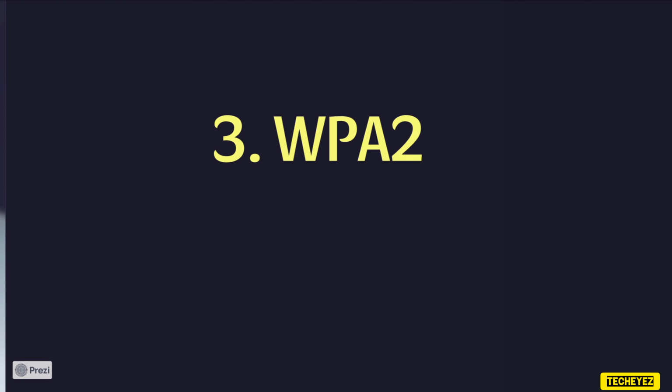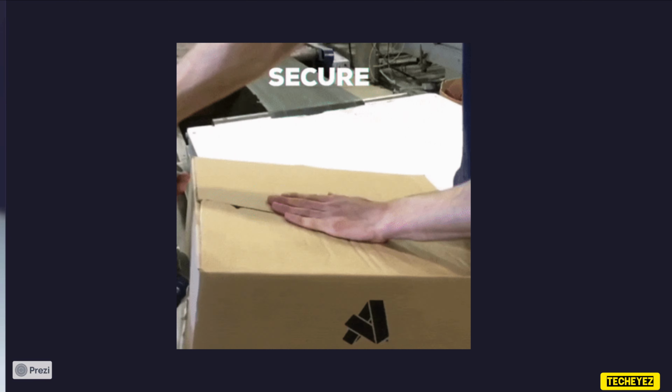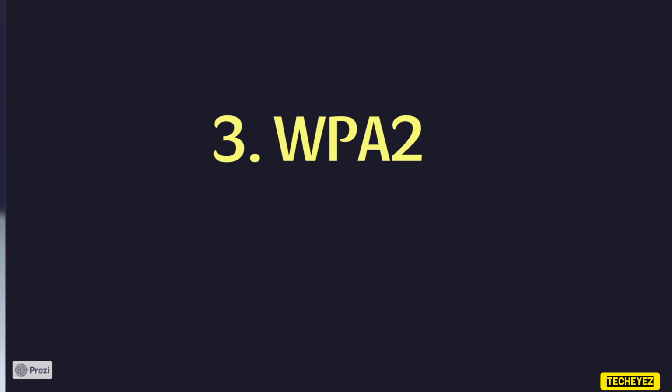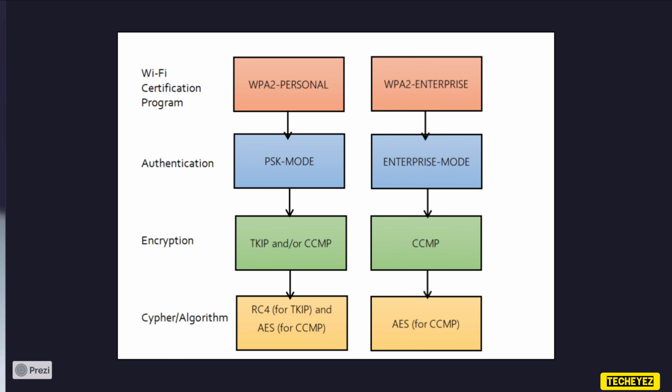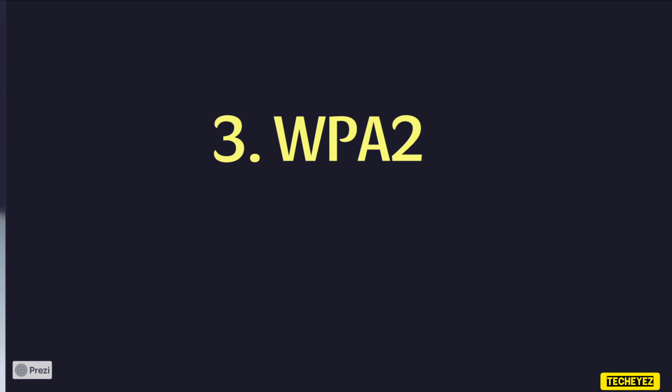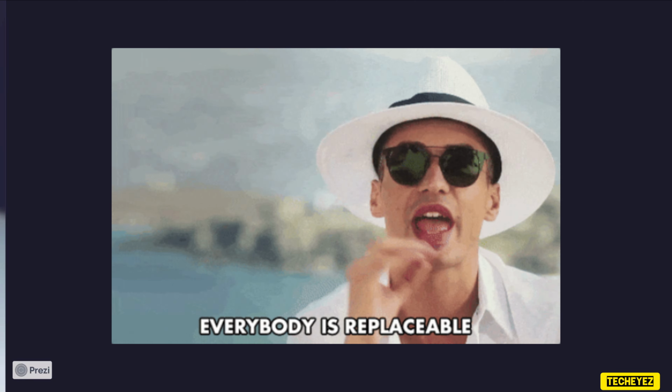Then we have WPA2, which has been recognized since 2004 and it has replaced TKIP with AES-CCMP, which is the Advanced Encryption Standard. The key features are obviously strong encryption with AES and it implements robust authentication mechanisms. The current status is that it is widely used, but it will sooner or later be replaced by WPA3.